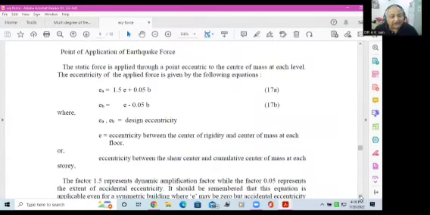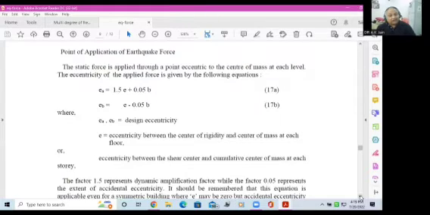A point of application of the earthquake force. The static force is applied through a point eccentric to the center of mass at each level, at each story. The eccentricity of the applied force is given by the following set of two equations: EA is equal to 1.5E plus 0.05B, and EB is equal to E minus 0.05B. Now this set of equations is again given in the 1893 code.